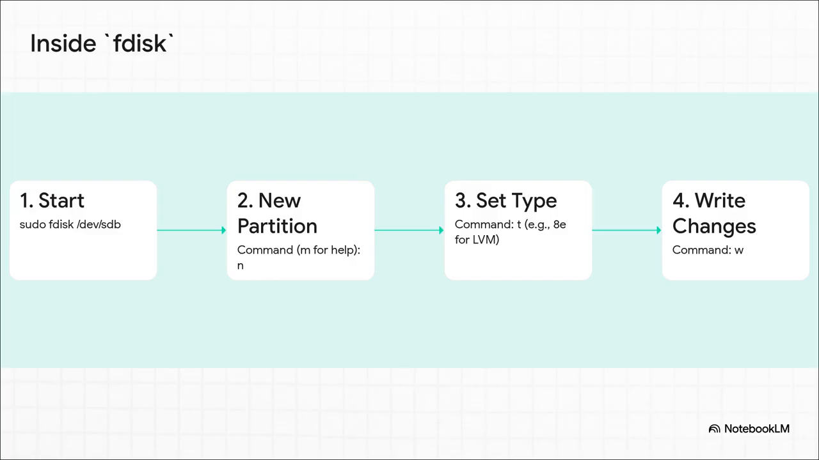You start it up, point it at your disk. Then you press n for a new partition. You can usually just accept the defaults for the size. Then you might press t to set the partition type.